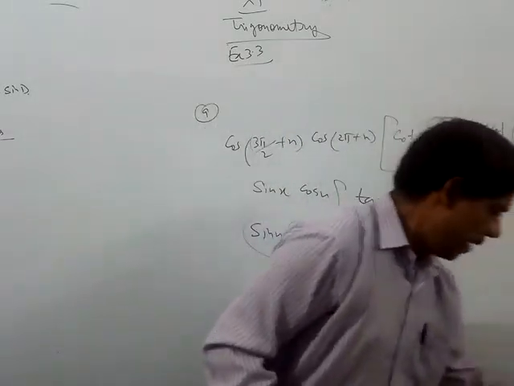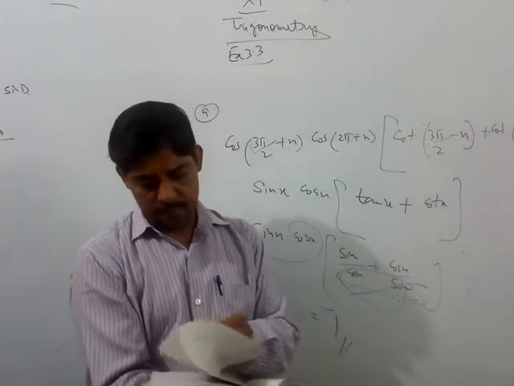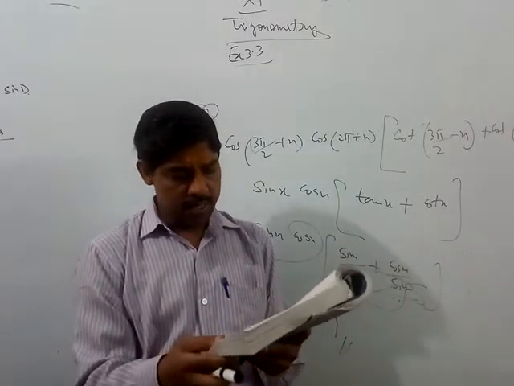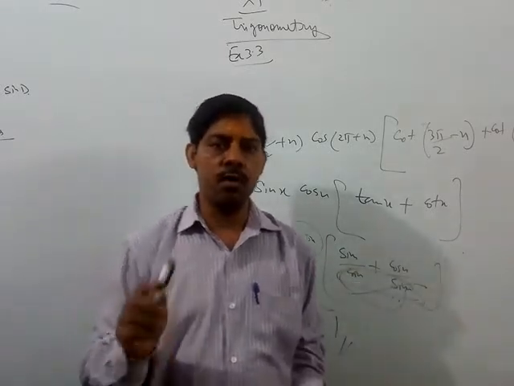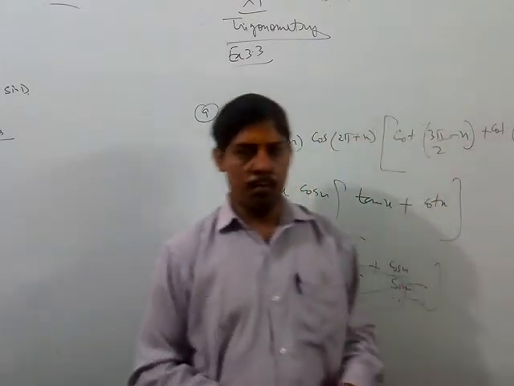So the remaining questions I am giving as homework, questions 11 to 20. You can try them as homework. Try to use cos C plus cos D, sin C plus sin D, product to sum and sum to product.